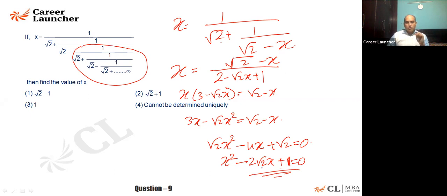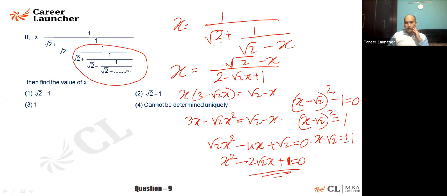So what I do here is I'll say it is x minus whatever the coefficient of x, I'll half it, root 2 whole square. That is x square minus 2 root 2x plus 2. So I'll say it is not 2, it is 1. So minus 1 is equal to 0. I'll say x minus root 2 square is equal to 1. I'll say x minus root 2 is equal to plus minus 1. I'll say x is equal to root 2 plus 1, or x is equal to root 2 minus 1.